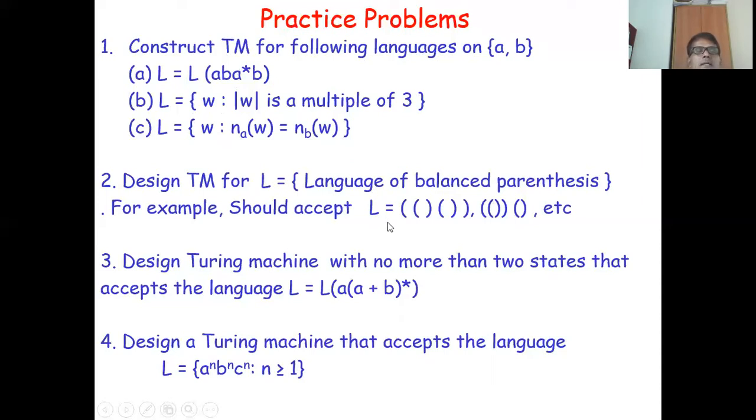Next, design Turing machines that will accept balanced parentheses. These are examples of balanced parentheses. Design a Turing machine with no more than 2 states that accepts the language L is equal to L of (a plus b)*. Design a Turing machine that accepts the language L is equal to a to the power of n, b to the power of n, c to the power of n, n is greater than or equal to 1.